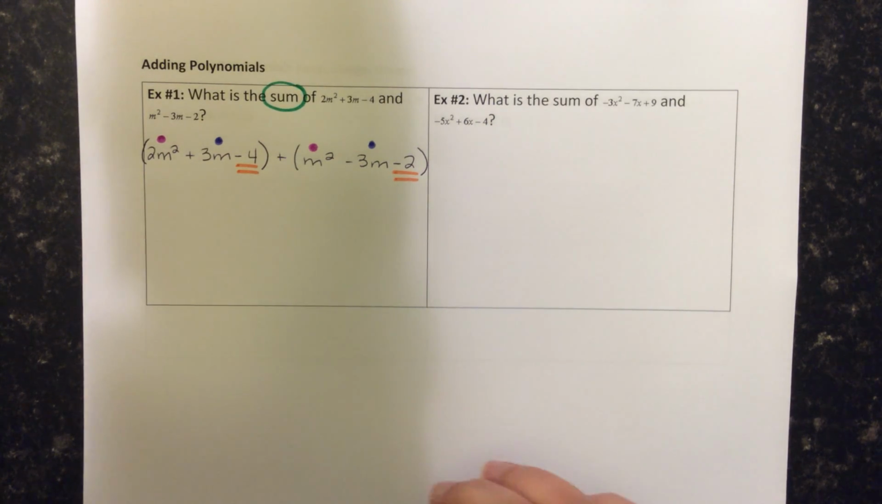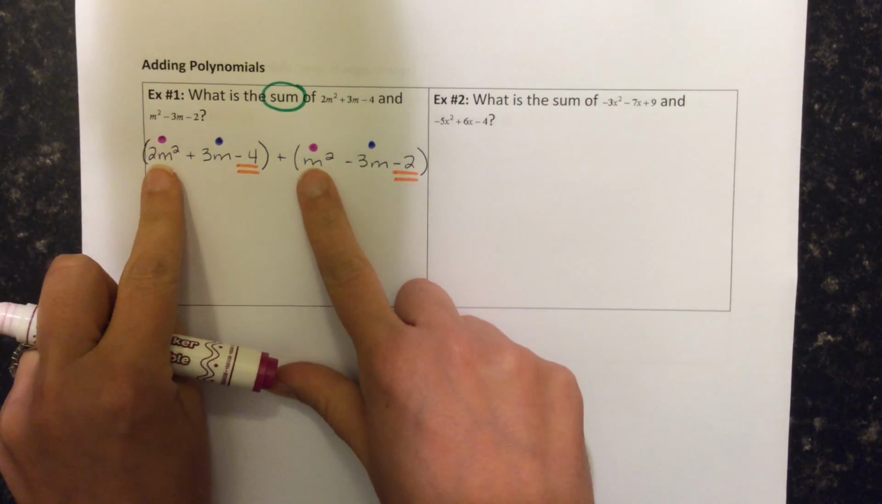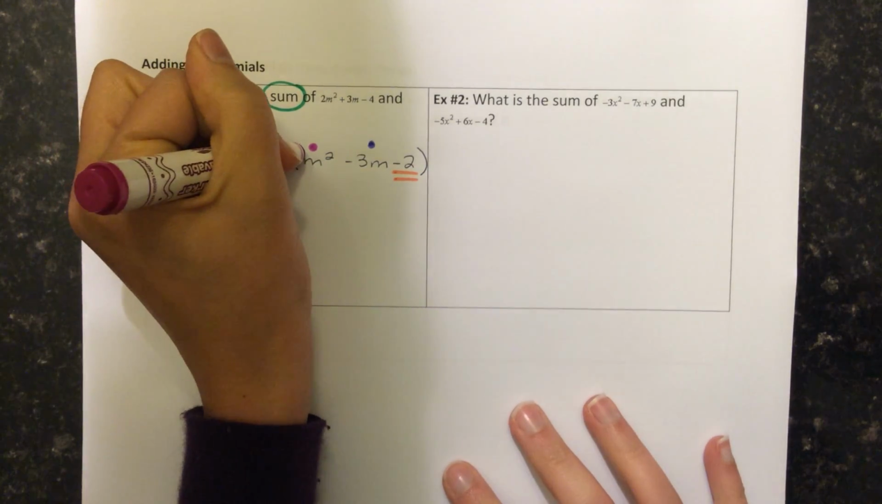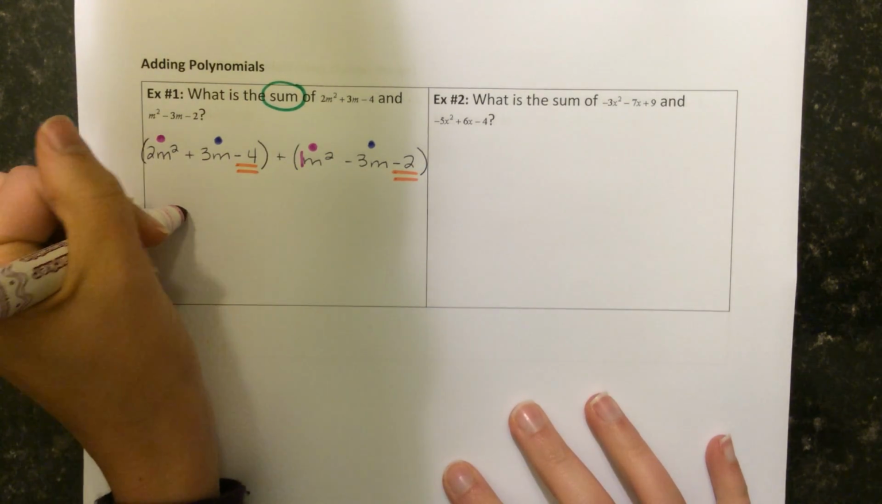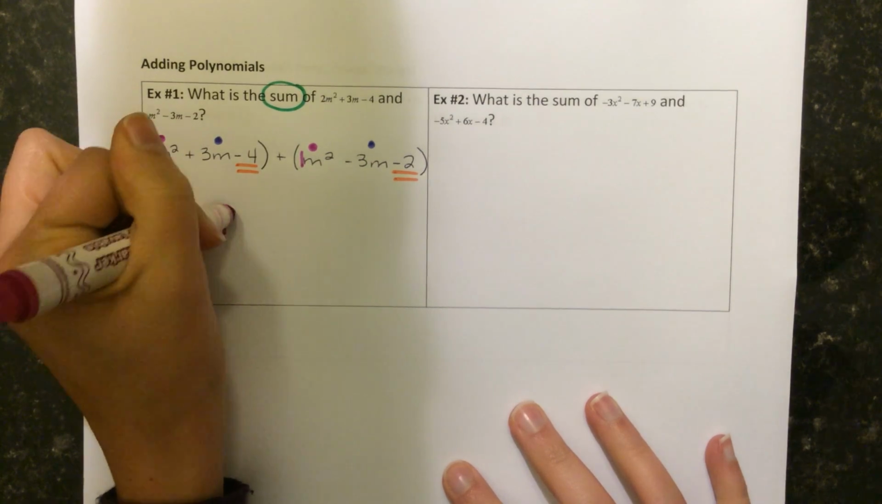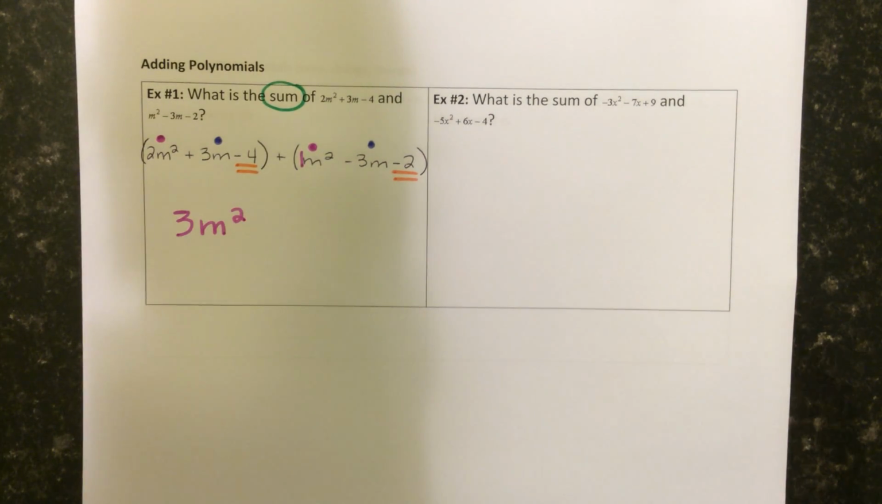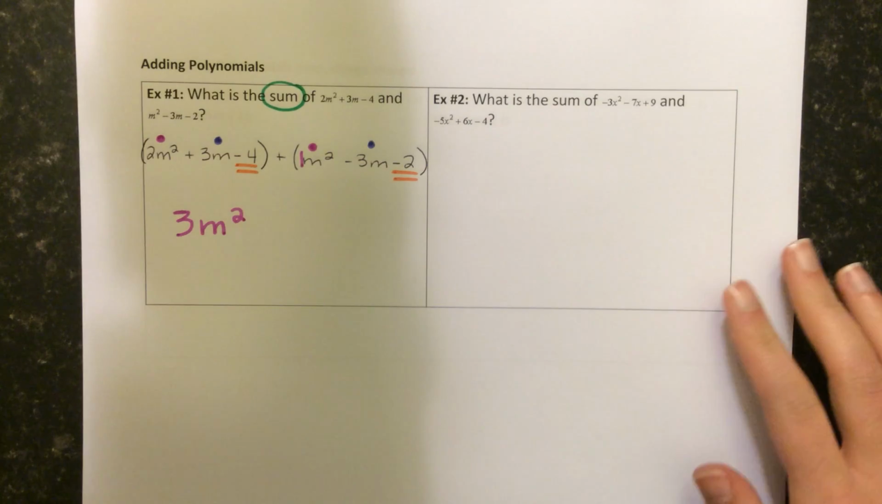So when I combine my m squareds, I'm just adding, because that's what sum means. This gives me 3m squared. Notice I didn't change that m squared into something different. I didn't add my exponents or anything like that. We don't do that when we combine like terms.